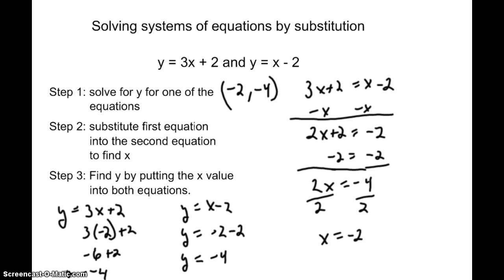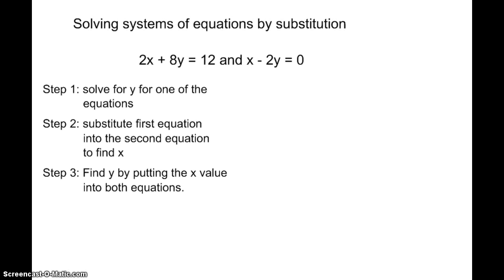Let's go on to a second problem. This particular problem is a little bit more advanced. Here we need to solve for y for one of the equations. In the last example, it was already set up for y in slope-intercept form, y equals mx plus b. So I'm looking at these two equations, and I am going to choose the one that I think is going to be easier to solve for y.